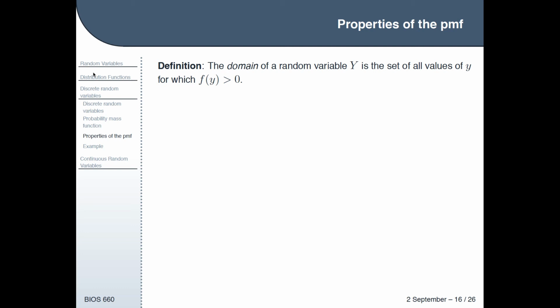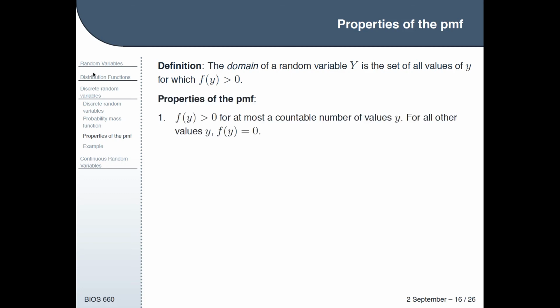You cannot observe 5 heads. You cannot observe minus 1 head. You cannot observe the square root of pi over 17 heads. The little f of y for all those other numbers would be equal to 0. And by the definition of a discrete random variable, the probability mass function will be greater than 0 for at most a countable number of values y. For anything that's not in this countable set, the probability mass function is going to be equal to 0.